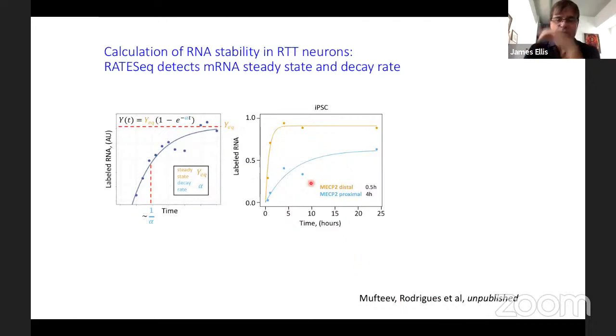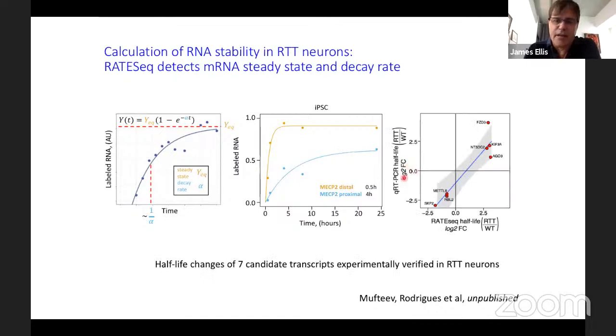Now, David had previously shown in a paper 4 years ago in Cell Reports that MECP2 has 2 3' UTR isoforms with different regulation, different half-lives. And when we did this rate-seq experiment, he could validate that, yes, those half-lives are what we had already shown to be the case for MECP2. And then he validated using qRT-PCR half-life experiments that an additional 7 that were found in the rate-seq experiments really did have altered half-life in the Rett syndrome neurons. So that's 7 candidate transcripts that were experimentally validated in these Rett syndrome neurons.